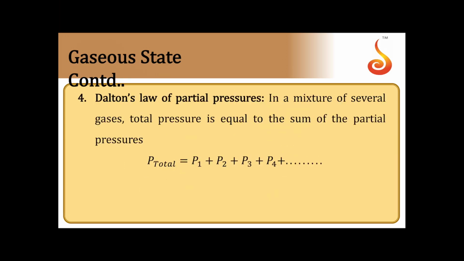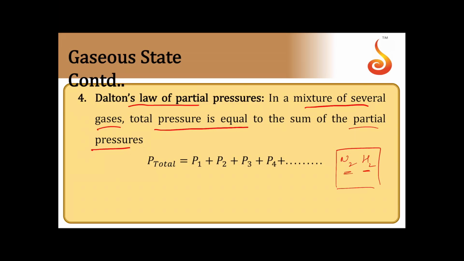Then comes Dalton's law of partial pressures. In a mixture of several gases, the total pressure of the system will be equal to the sum of the partial pressures. If the gaseous system has two gases, say nitrogen and hydrogen, the total pressure of the mixture is given as the sum of the pressures of N2 and H2. The individual pressures are called partial pressures.